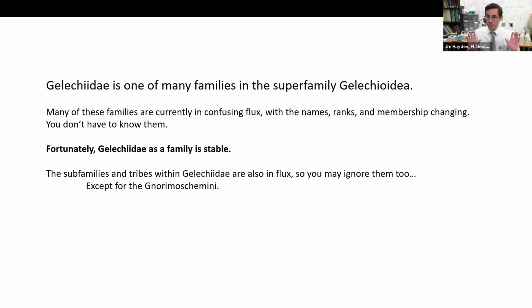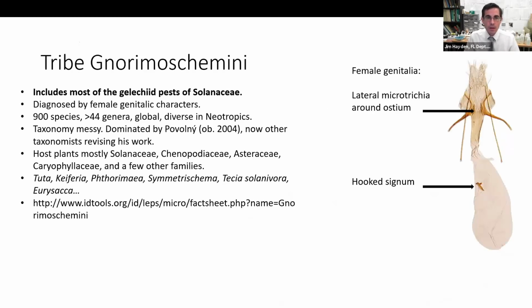Now, I'm going to give you some assurance here. The higher level families in the Gelechioidea are often in flux. There's a lot of confusion out there. One family is now a subfamily or a tribe, and so forth. But the Gelechiidae as a family tends to be pretty stable. Okay.